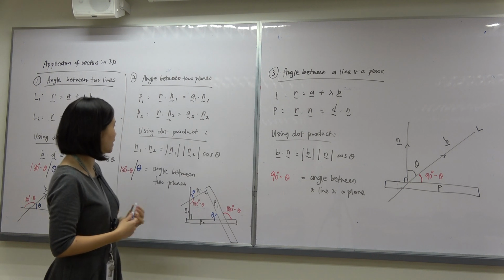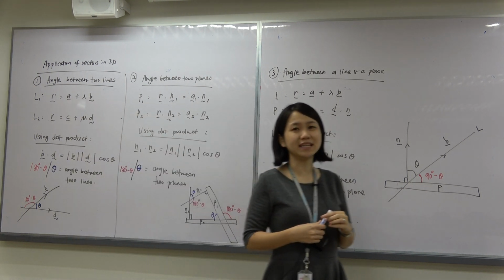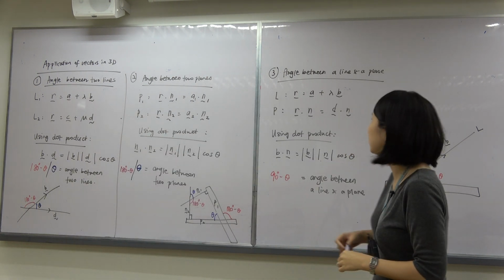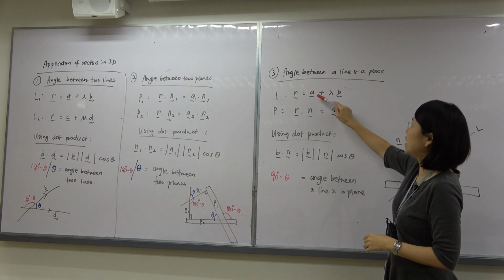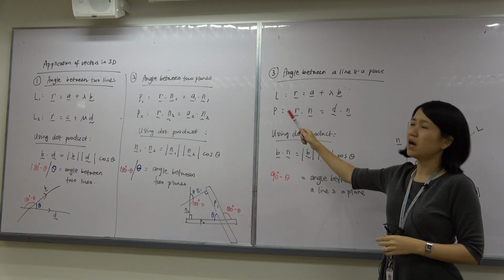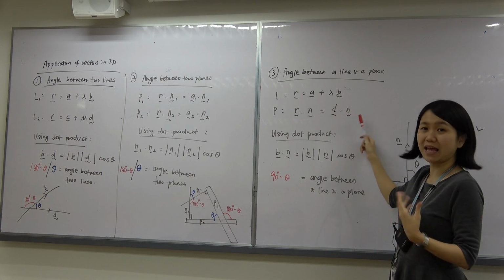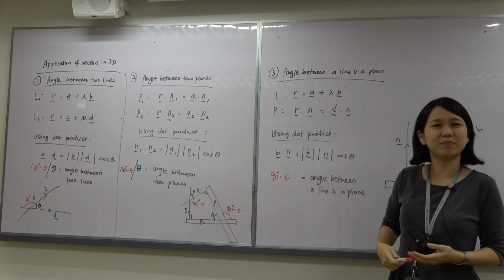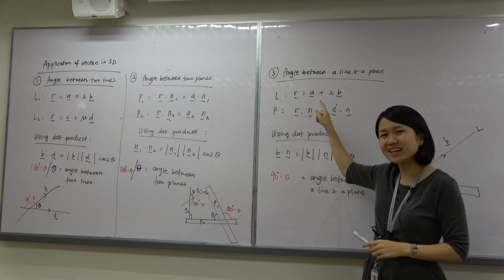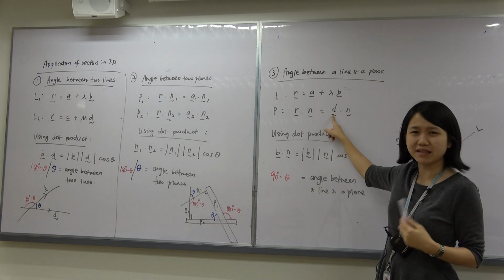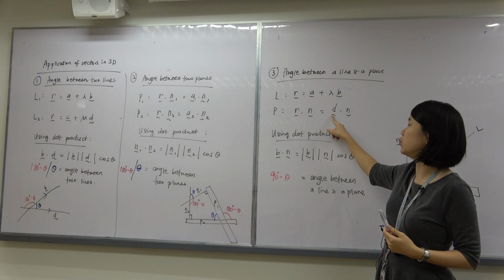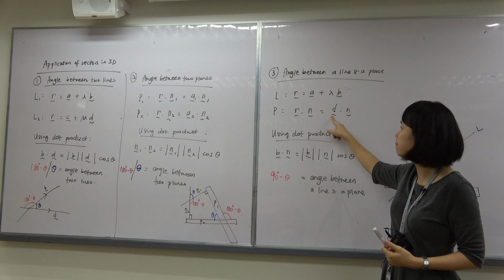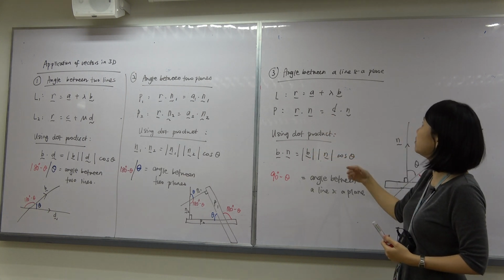So what then about the third one, angle between a plane and a line? This one you have to be a bit careful. I have a line, r equals a plus lambda b. I have a plane, r dot n equals d dot n. d is simply any point on the plane. I just didn't want to repeat the a over here, hence I let it be d, but it doesn't matter, it is still a position vector that is on the plane. So how then do I look for the angle between the line and the plane?